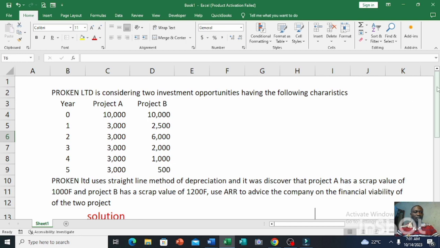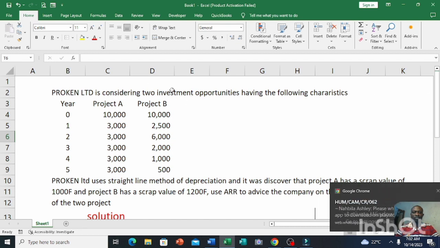Looking at the investment appraisal techniques, the payback period and the accounting rate of return are considered the traditional techniques. The reason is that they do not consider the time value of money. That's why they are considered the traditional investment appraisal methods. We are going to use the same exercise, which goes that Procure Limited is considering two investment opportunities having the following exits. So we have the year.